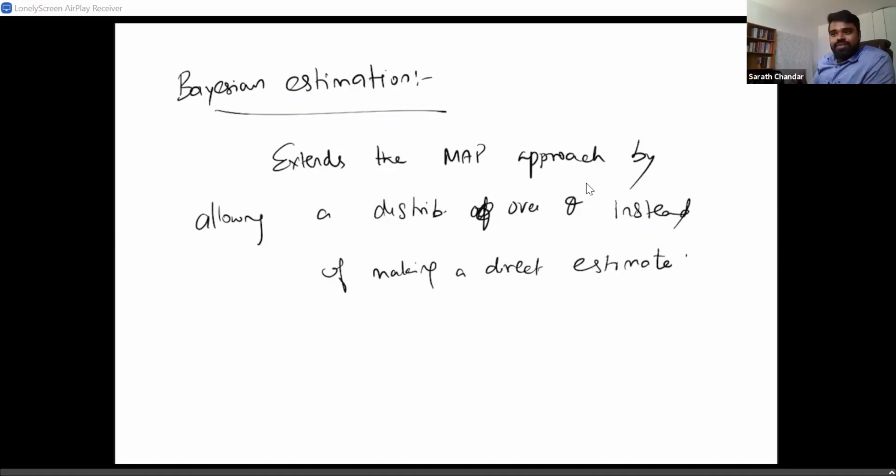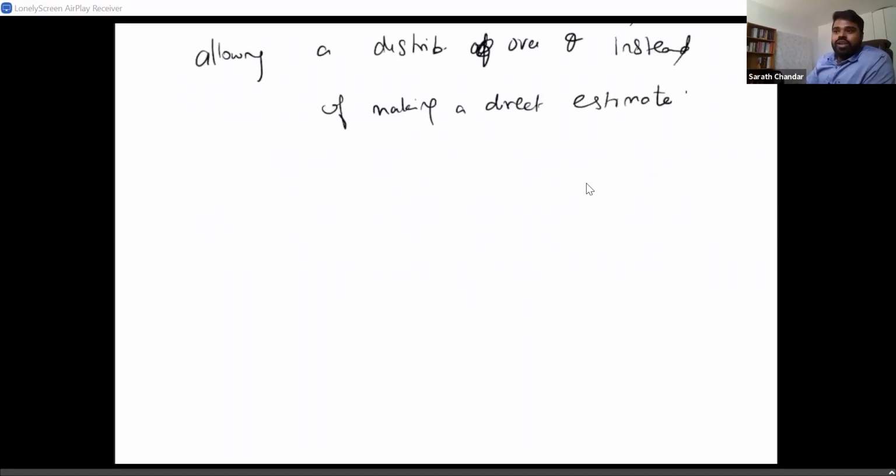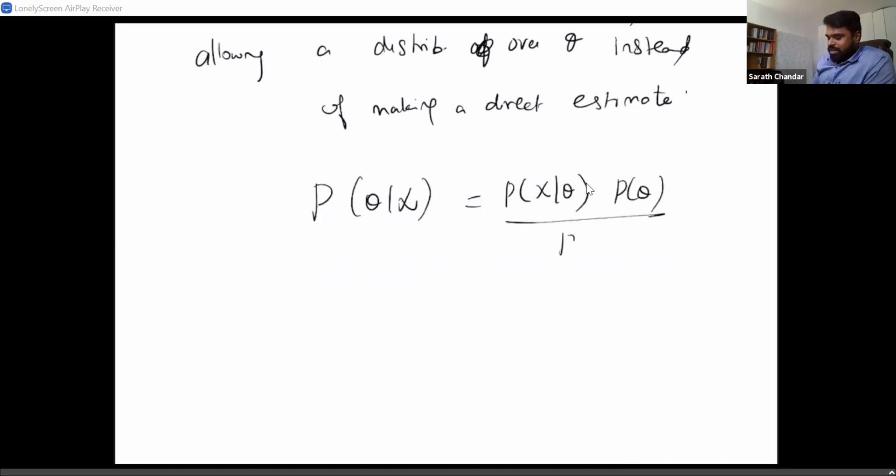Or in other words, we are actually going to use the complete Bayes rule. So P of theta given x is equal to P of x given theta, P of theta, divided by P of x, right? Instead of just doing the maximum a posteriori estimation, we are going to directly maintain this distribution P of theta given x.